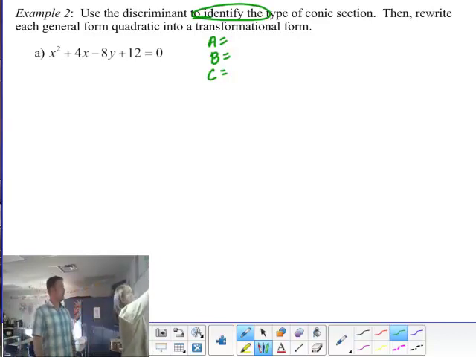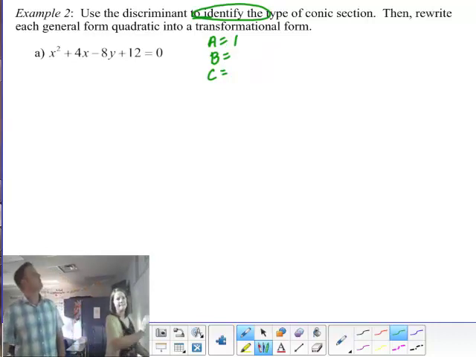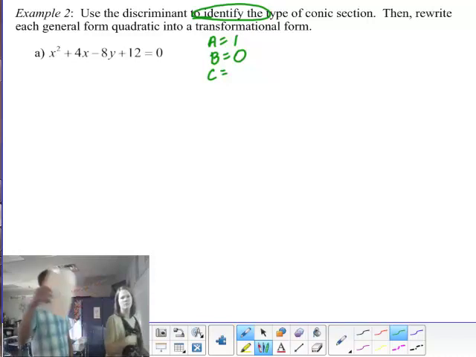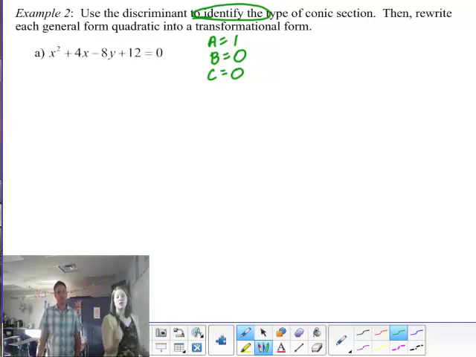Well, our A value is going to be the leading coefficient in front of the x squared, which is going to be 1. The B value is the leading coefficient in front of the term that has x times y. It's not there, so we're going to use 0. And then C, the leading coefficient in front of the y squared. In this case, we're going to use 0. So you're going to have pieces missing, and you have to identify which is missing and which are zeros.